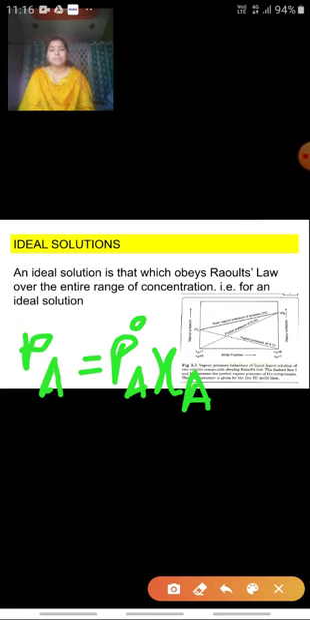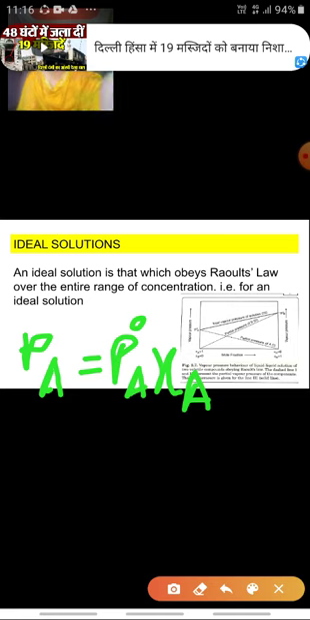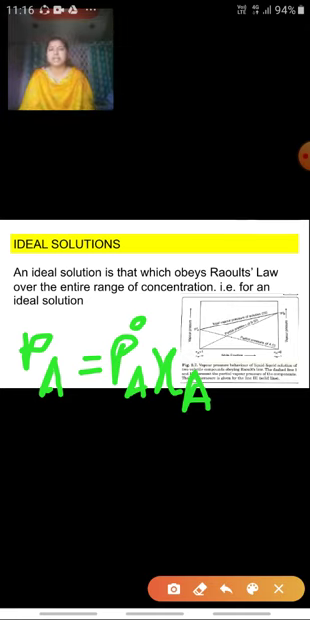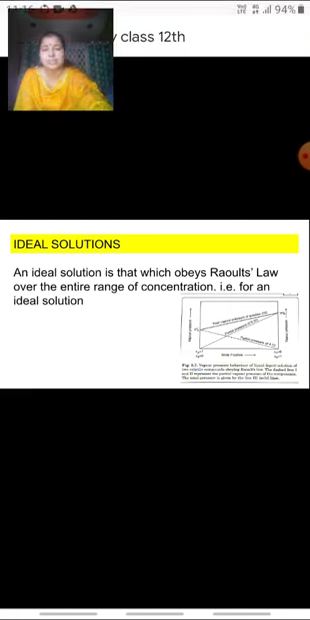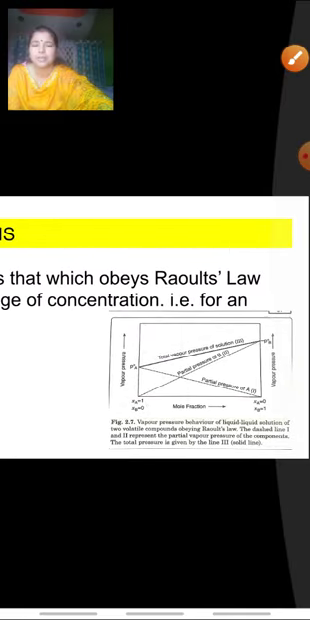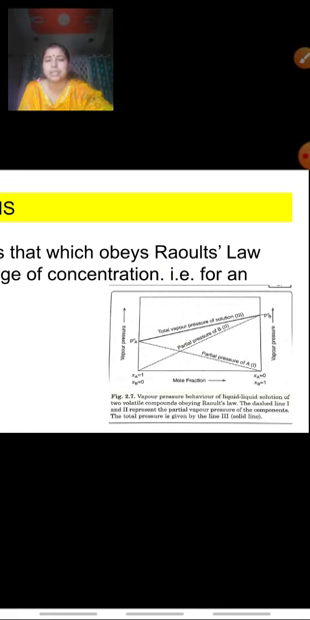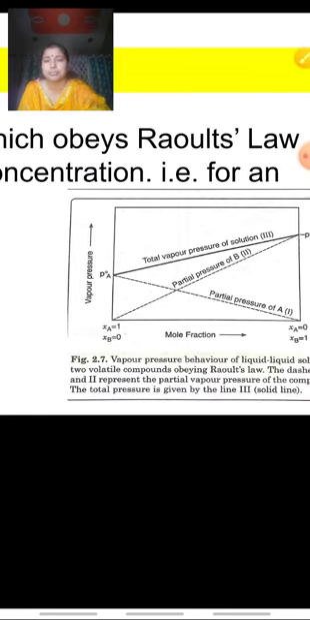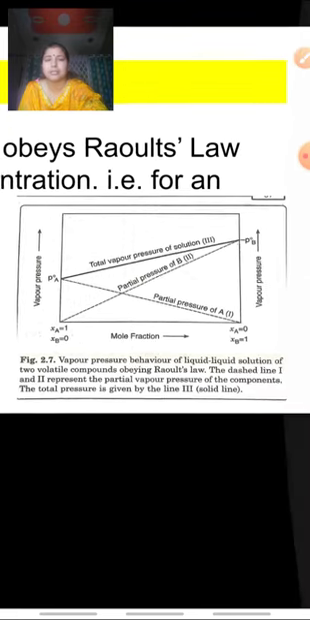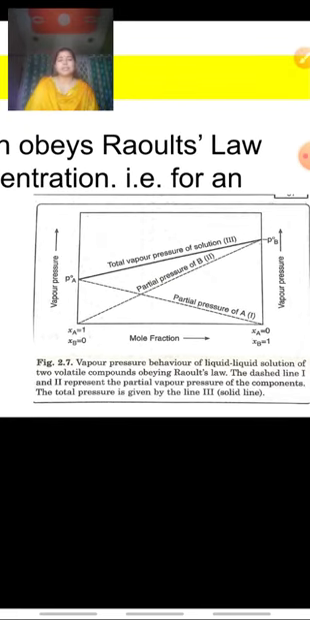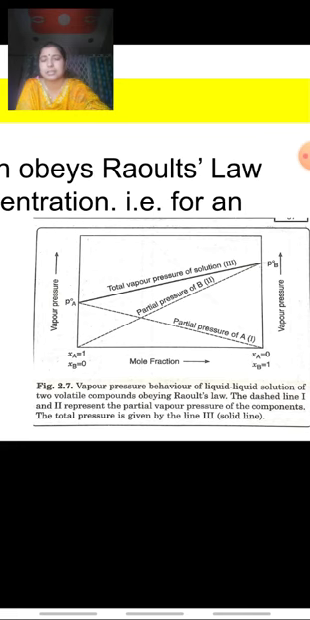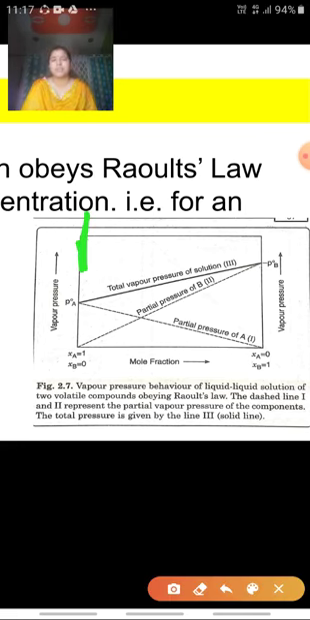Now, children, it obeys Raoult's law over the entire range of concentration. Entire range of concentration means whatever be the quantity of solute added to the solvent, it will still obey Raoult's law. Now you can see a graph displayed on the screen. On the left-hand side axis is the vapor pressure, and down here it is the mole fraction.